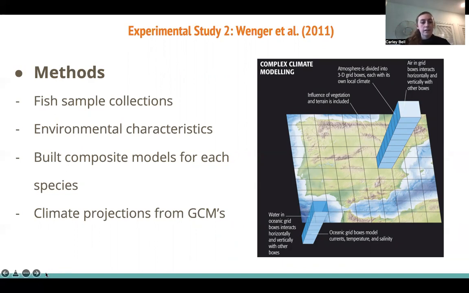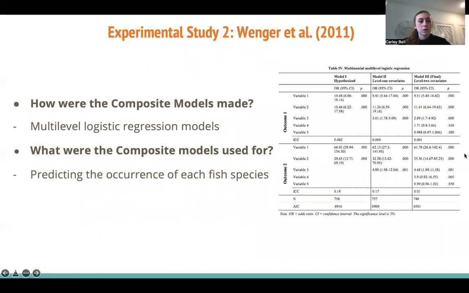And that means that they built models for each species based on the specific characteristics that gave them the most accurate outputs. So how were these composite models made? They used multi-level logistic regression models. I know that's a really big word, it's kind of confusing, but what that means in simple terms is that they inputted a lot of data, such as all those variables, the flow regime, the temperature, the oxygen levels, all of that, and it outputted the variable that they wanted, which was fish occurrence.